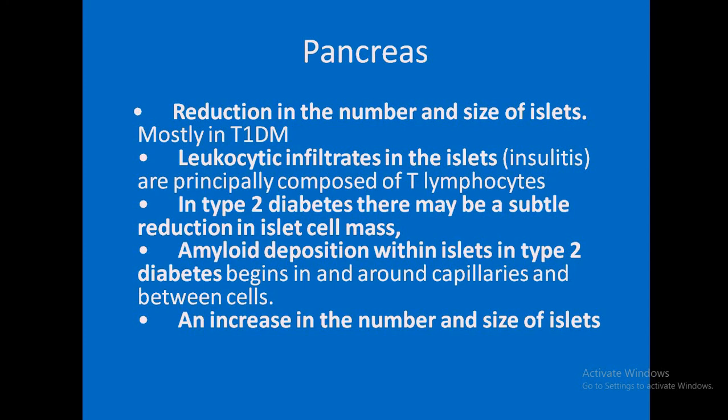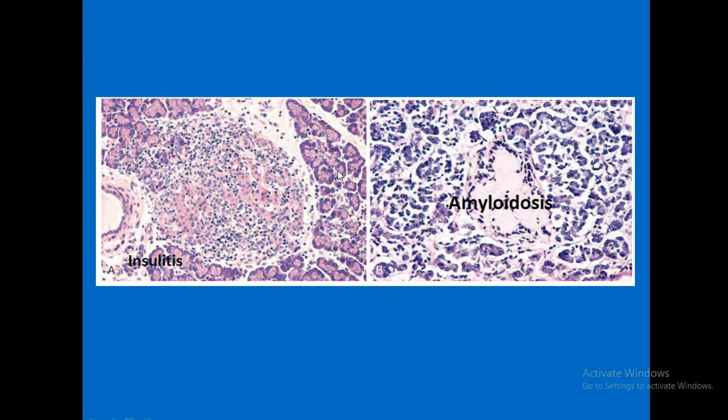in type 2 diabetes. So there is a reduction in number and size of islets in T1DM, while there is an increase in number and size of islets in type 2 diabetes with amyloid deposition, while there is a leukocytic infiltration called insulitis in type 1. So you can see insulitis here in type 1, and here you can see the amyloidosis in type 2. So both have a different picture on histology.